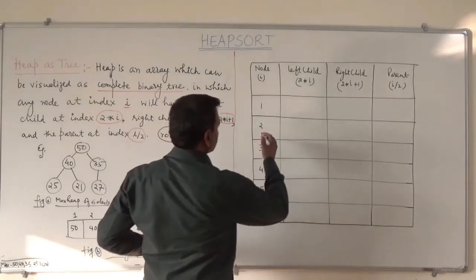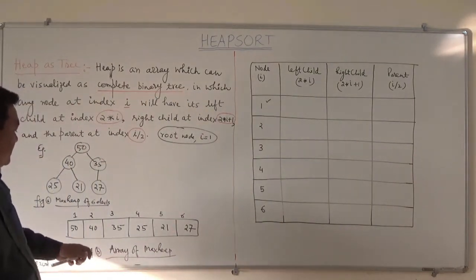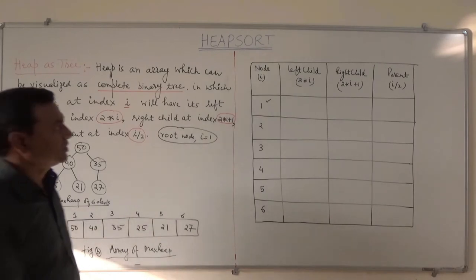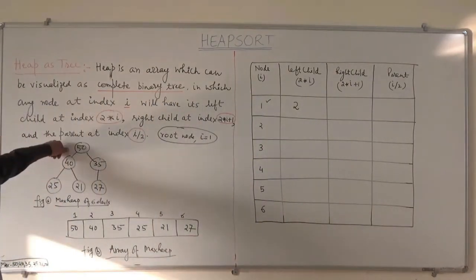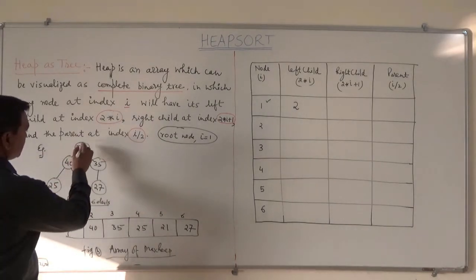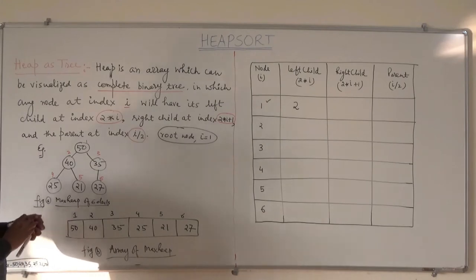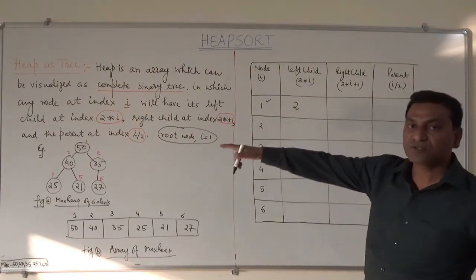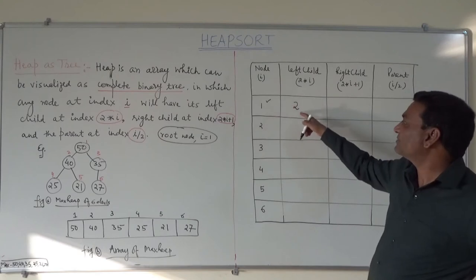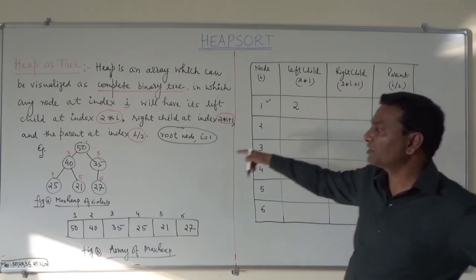Now we will see the first node. First, we will calculate its left child. So left child will be 2 into 1, so it will be 2. Now we can see from here the left child of first node. This is 1, 2, 3, 4, 5 and 6. So first node, its left child is at second, its index is second. So this is 40. So it is verified from here.